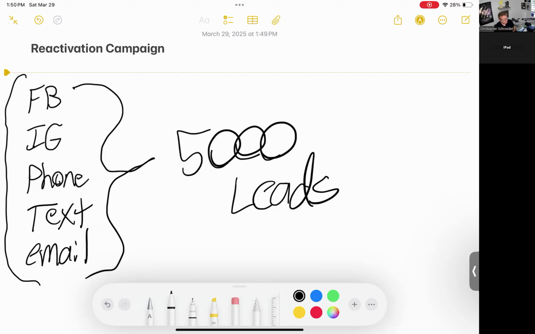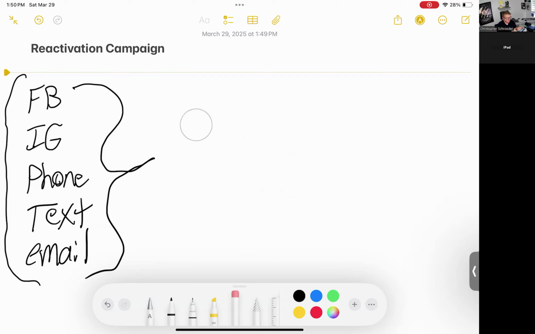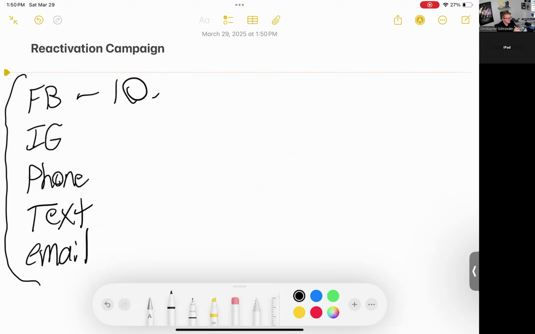All right. So here's what you do with a reactivation campaign. Let's just stick with Facebook for right now. So you go into Facebook or Meta Business Suite, right? And let me erase this. So let's just say you have 1,000 people in Facebook Messenger on Business Suite, right? And you reach out, and this will take some time, just so you guys are aware, but you reach out to all 1,000 of those people.